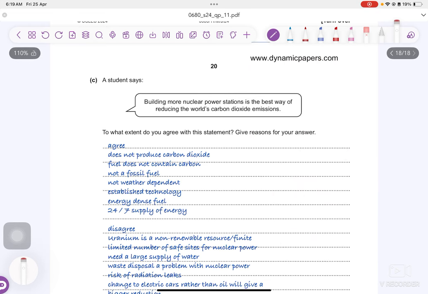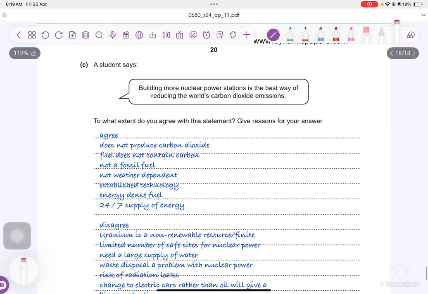They're saying building more nuclear power station is the best way for reducing the carbon dioxide emissions. You have to agree, okay? You have to agree. If you did not agree with them and said just disagree, you're not gonna get the 6 marks. Okay, you're gonna lose marks. So you have to talk about both sides of the story. Yeah, you agree because they do not produce carbon dioxide.